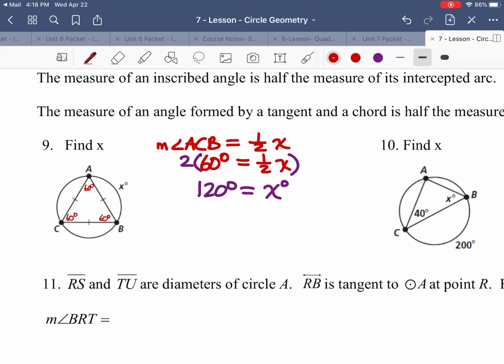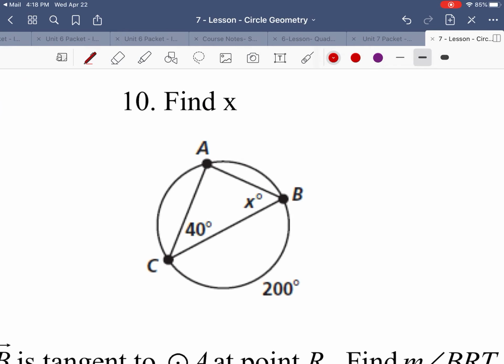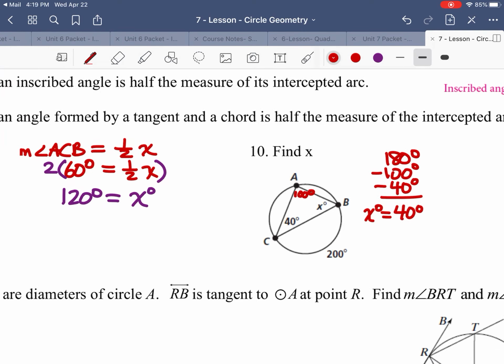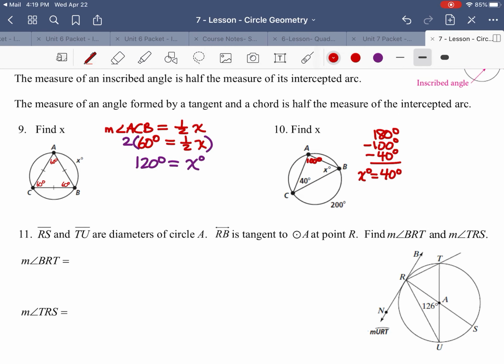All right. Here it's saying find x, but x is not the referenced angle. Well, it is the reference angle. It's not the inscribed angle is what I meant to say. That inscribed angle should be 100 degrees. And we know that there are 180 degrees in a triangle. So 180 minus the 100 minus the 40 that was given. So we're looking at 40 degrees. And so that's x. All reliant on that piece of information about the inscribed angle.